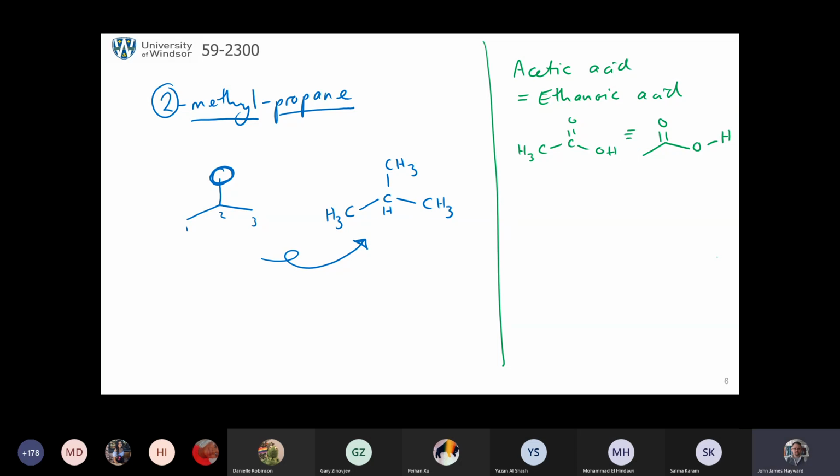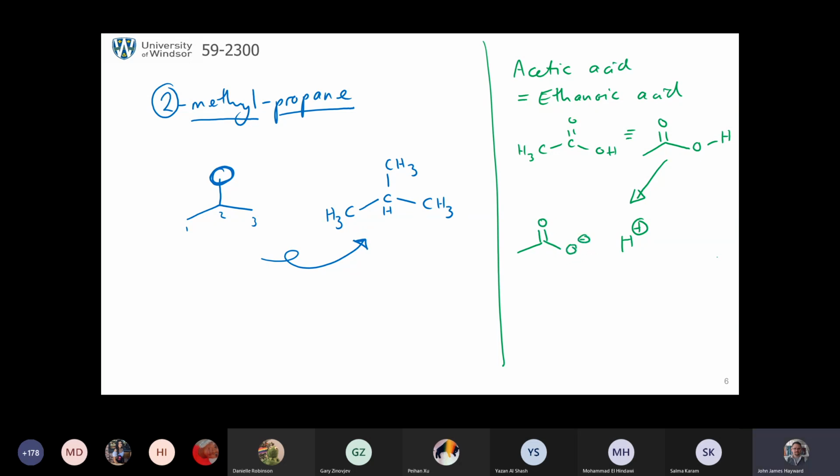Now, acetic acid doesn't really have two equivalent resonance structures while it is in the acid form. When it is in the anion form, it does. So when it acts like an acid and donates the H plus, if we're thinking of the Bronsted definition, then we get H plus and we get this.